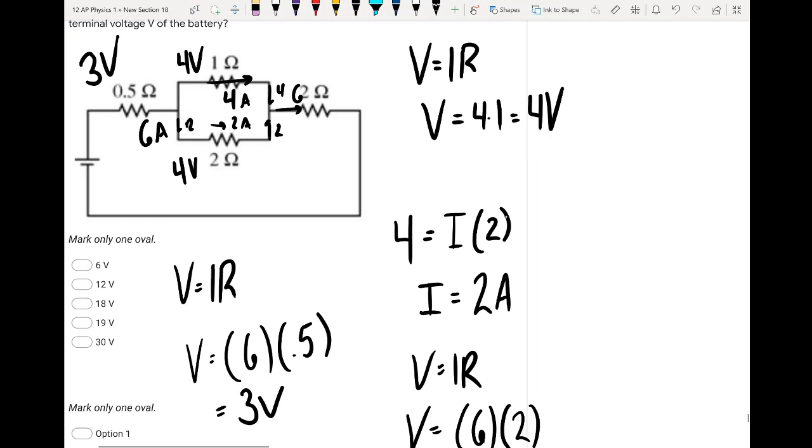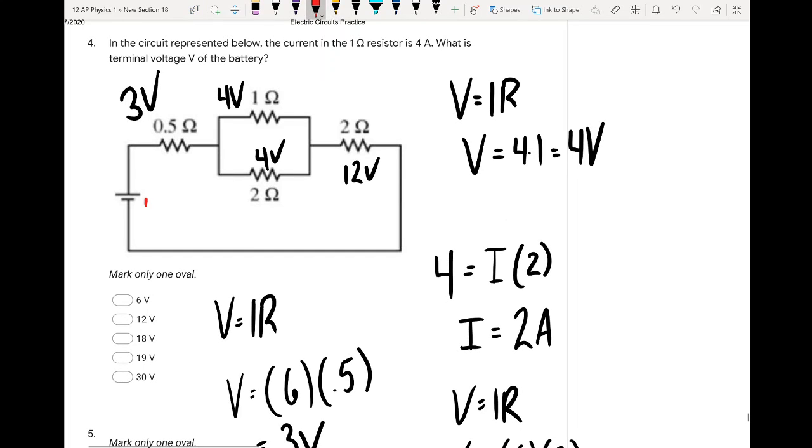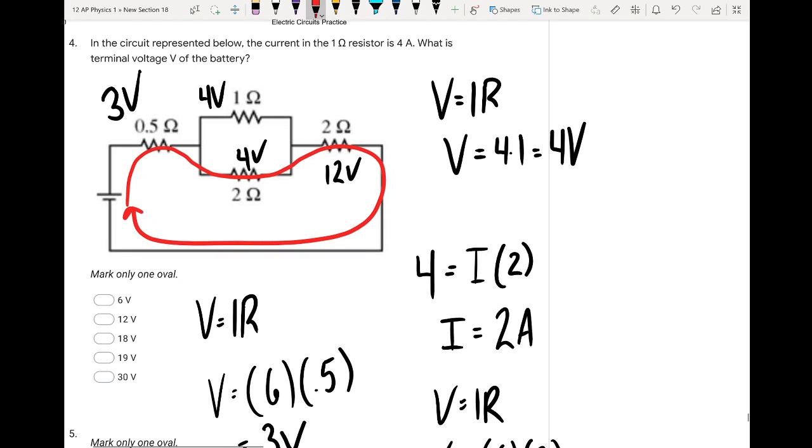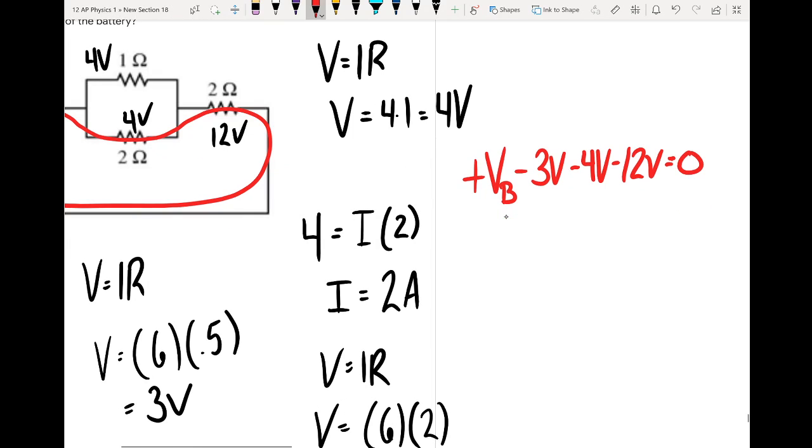So let's get rid of all this, and I'll just write it in terms of voltage. So we have 12 volts right there, 4 volts right there, and then 3 volts. And now let's use our loop rule. Let's just choose any loop. There's a loop right there. I have plus the voltage from the battery minus 3 volts minus 4 volts minus 12 is equal to 0. So I can say the voltage of the battery is equal to 12 plus 4 plus 3, so 12 plus 7 is going to be 19 volts.